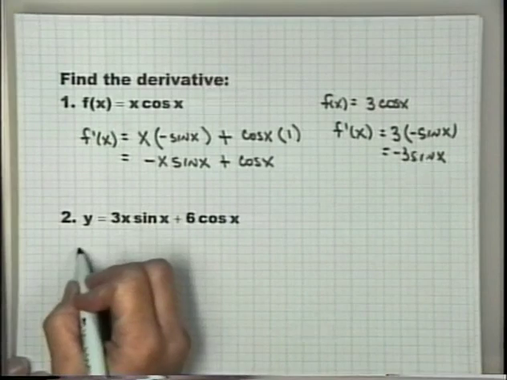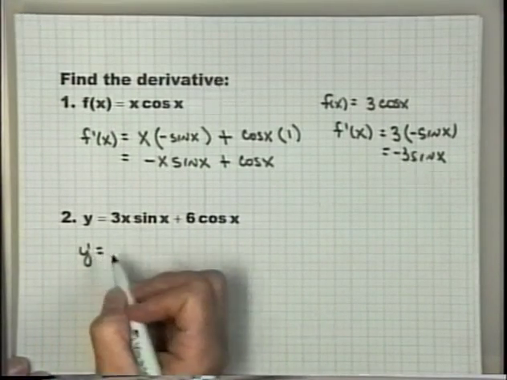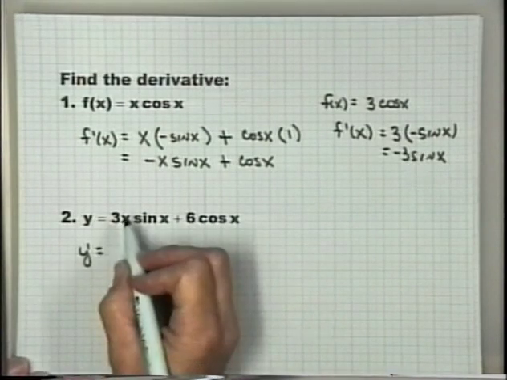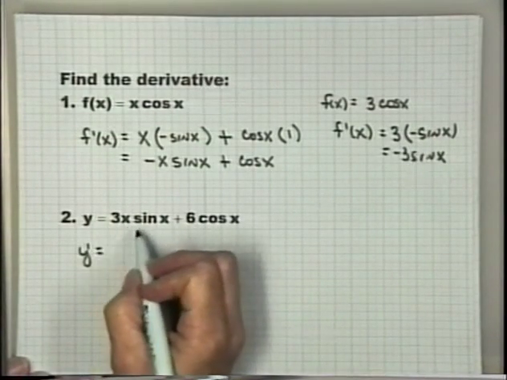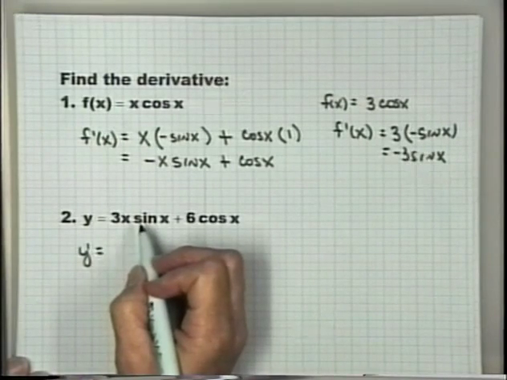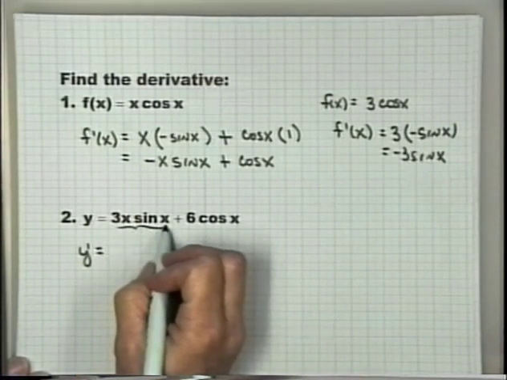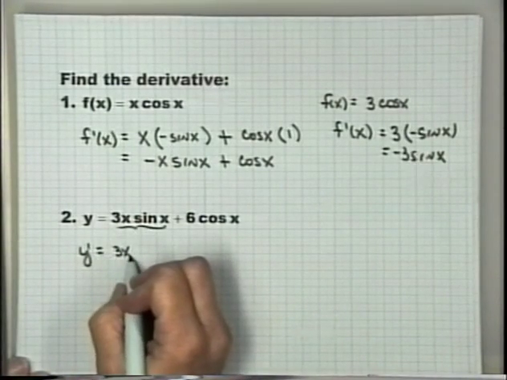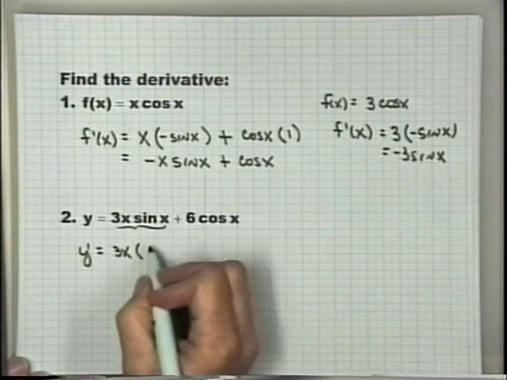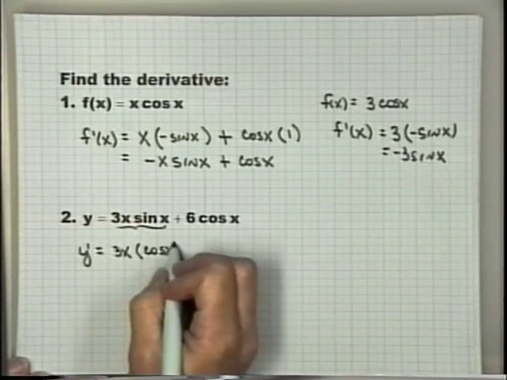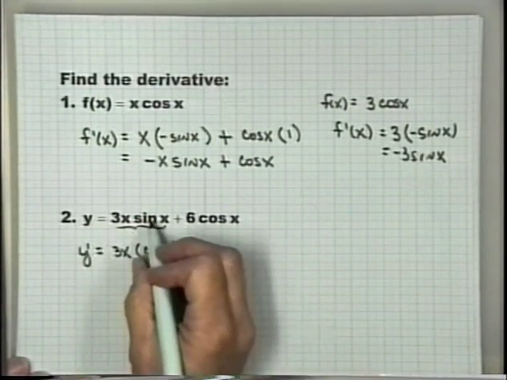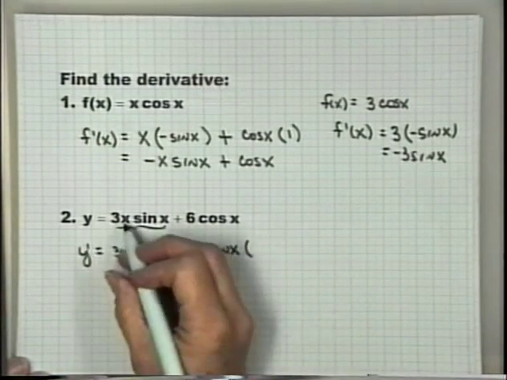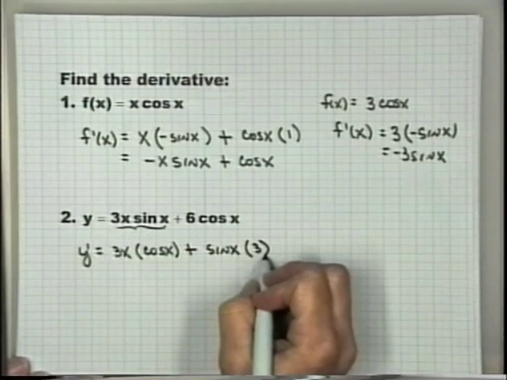This is what sometimes makes derivatives challenging. We are using the fact that we have a sum of two functions, but we're also going to be using the product rule here for the product of two functions. So for this part right here, using the product rule, first function 3x times the derivative of the second function, cosine x, plus the second function, sine x, times the derivative of the first function, 3.